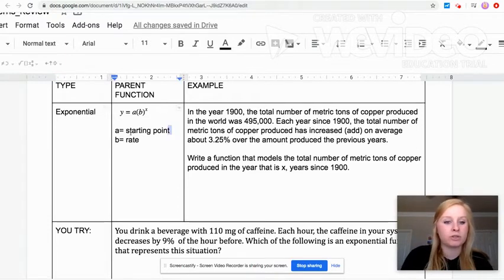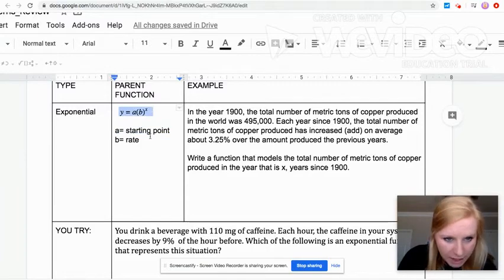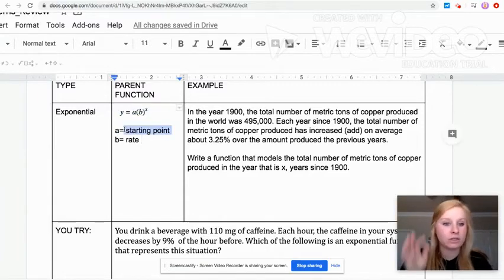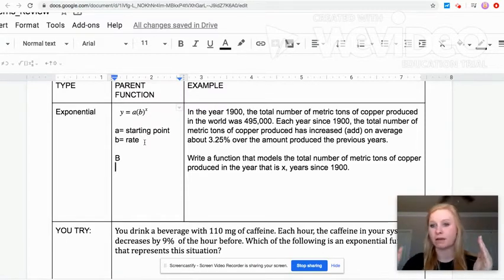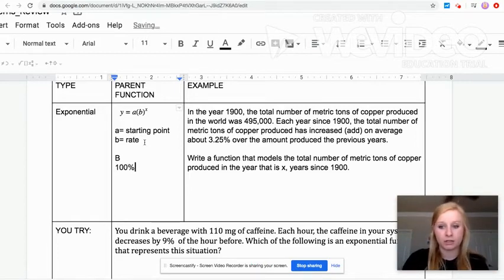So super important to remember that your a value here, our parent function is y equals ab to the x. So our a value is our starting point and our b is going to be our rate. Now this is the super important part when we're talking about b. Okay, so the way we calculate B is we say that if something is 100%, that means it doesn't actually grow or decay. So we're always going to start with this idea of 100% plus or minus whatever percent the problem gives us. Okay, so that's your very first step in calculating B.